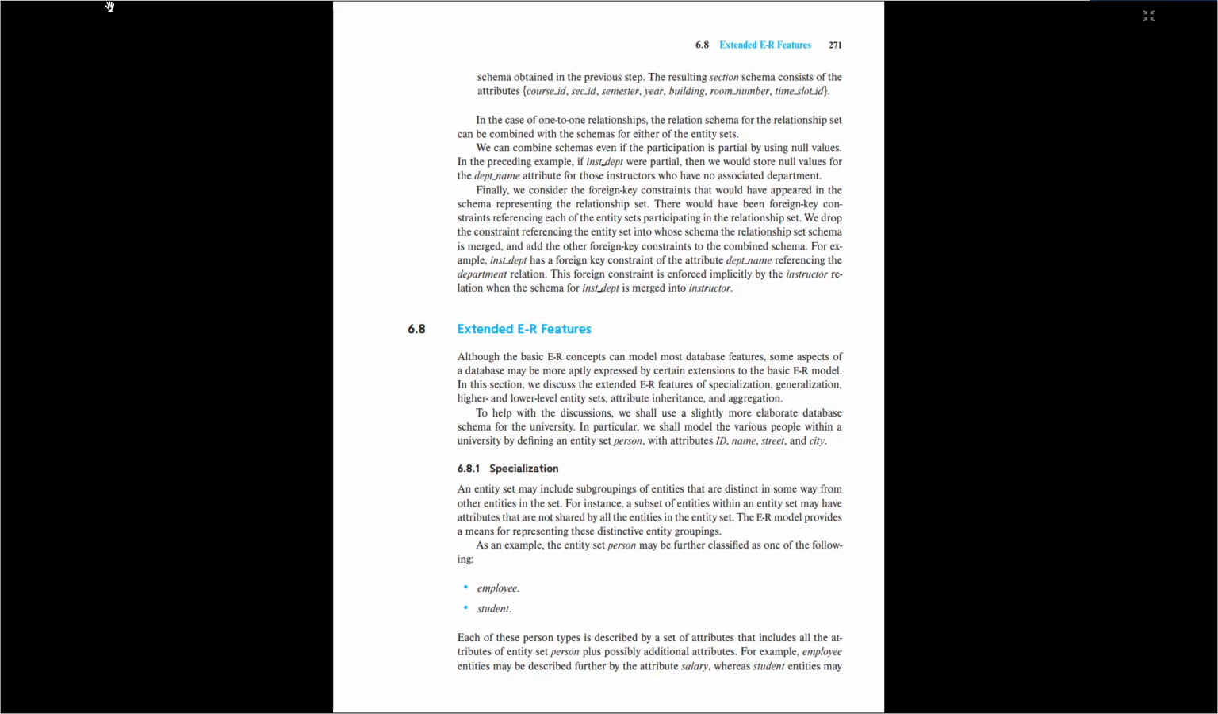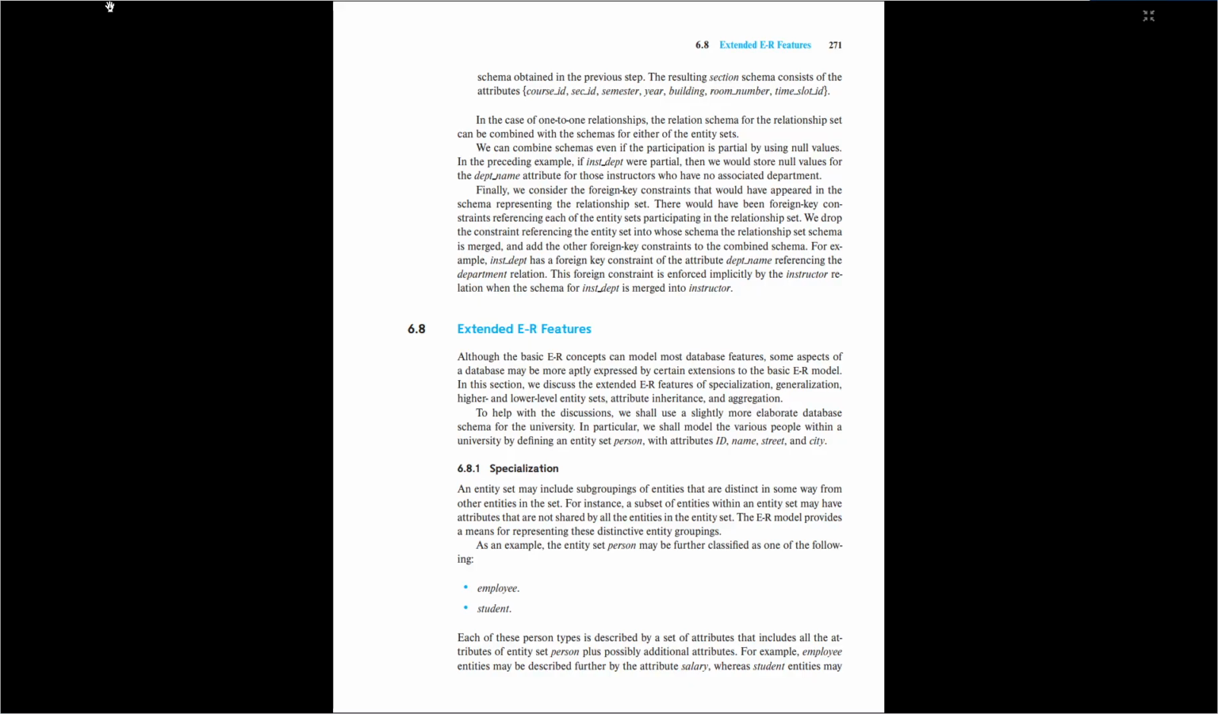We can combine schemas even if the participation is partial by using null values. In the preceding example, if inst_dept were partial, then we would store null values for the dept_name attribute for those instructors who have no associated department.